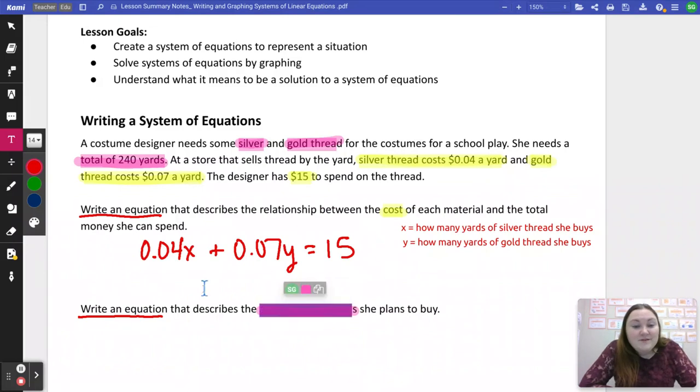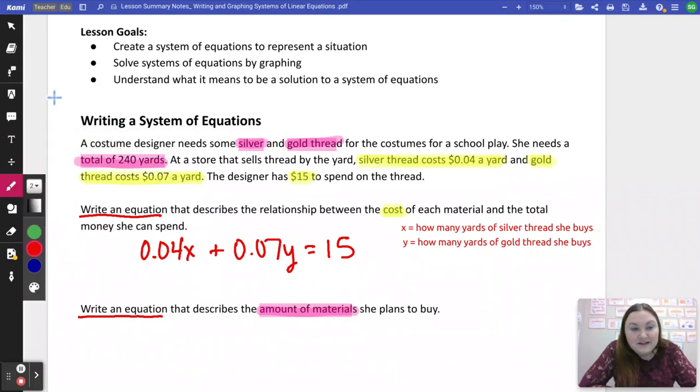Now they gave us more information than that though. They also mention how much thread she's trying to buy. We're told she wants to purchase a total of 240 yards. Well, that total, I know that's going to be here. That total yards is coming from two things. It's coming from silver thread and gold thread. I've already defined my variables here. X is the yards she purchases for silver thread.